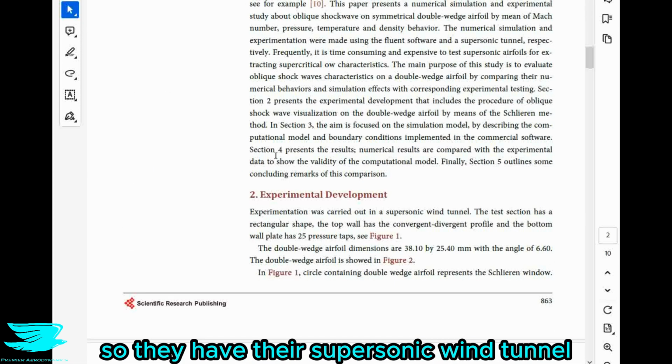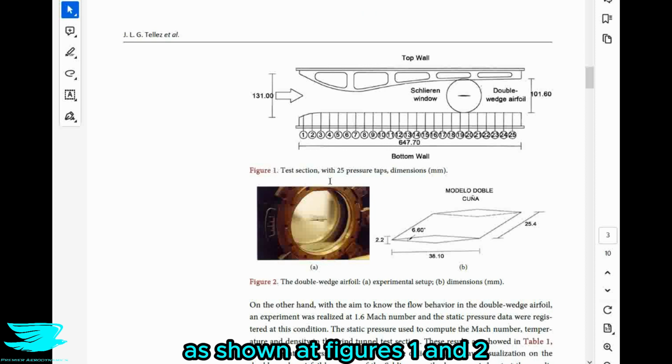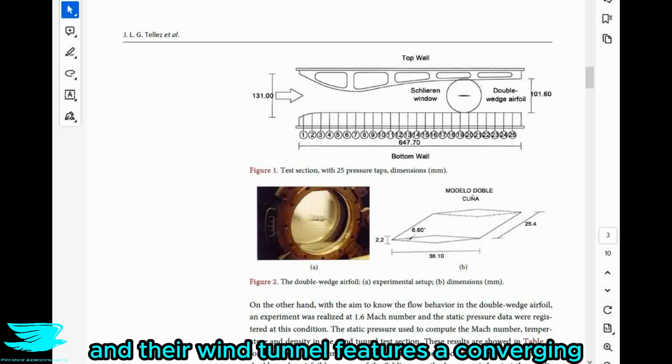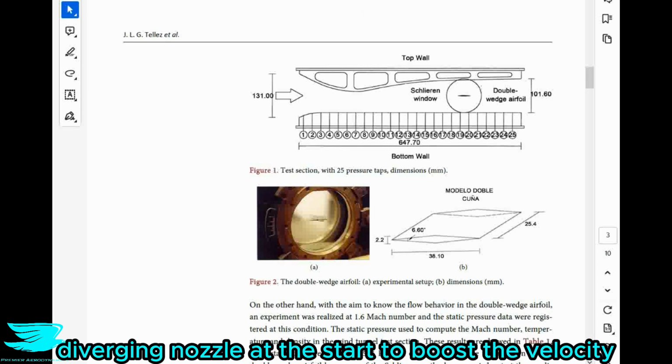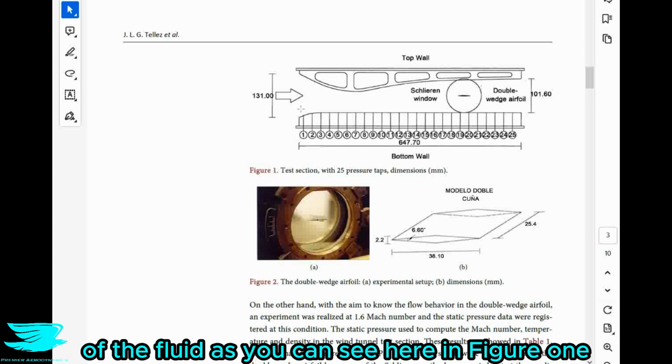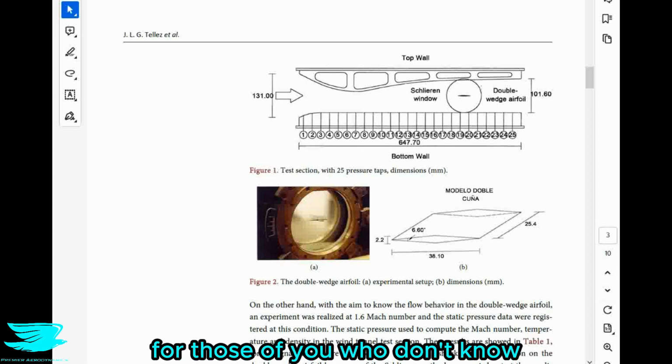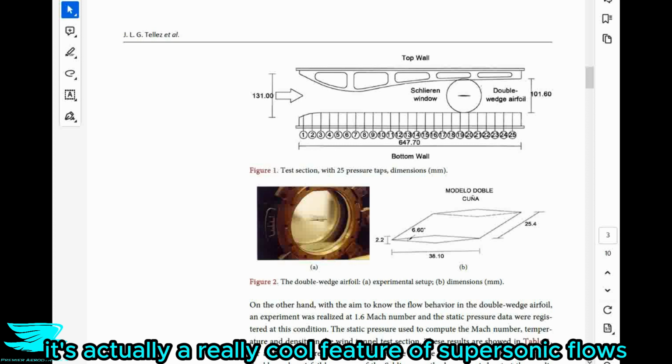So they have their supersonic wind tunnel as shown in figures 1 and 2. And their wind tunnel features a converging-diverging nozzle at the start to boost the velocity of the fluid, as you can see here in figure 1. For those of you who don't know, this is actually a really cool feature of supersonic flows.